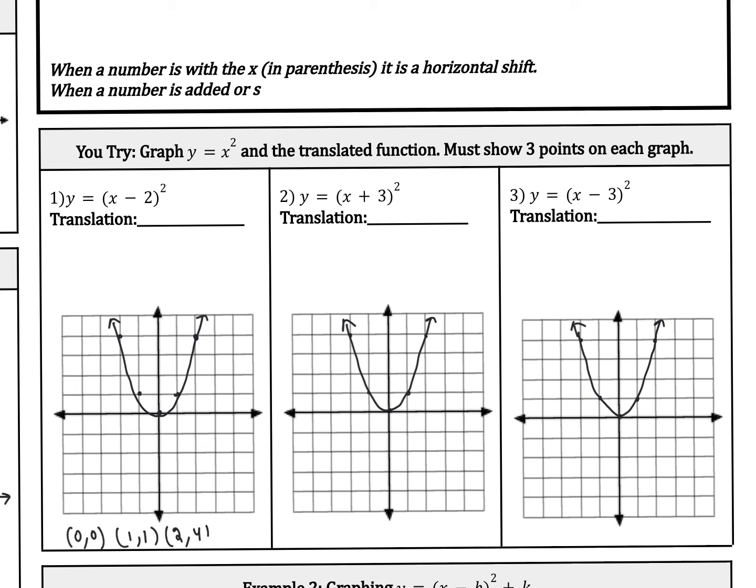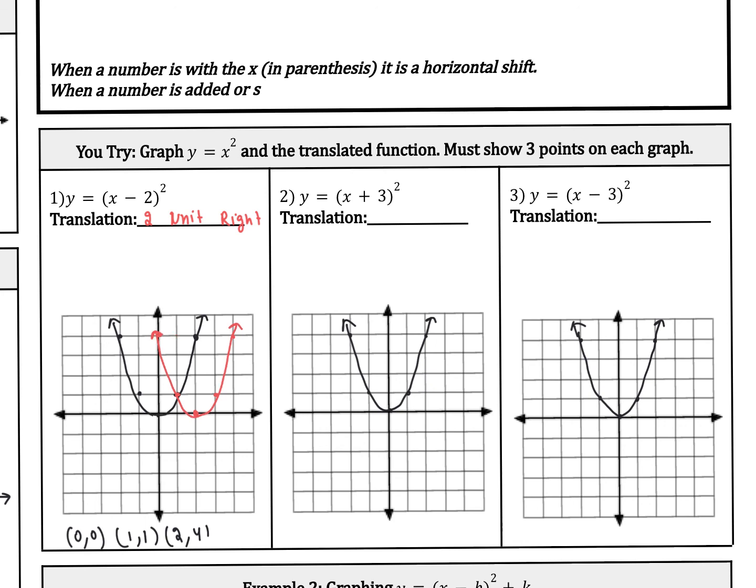Now I'm going to graph the first one. If it is x minus h, it is going to move to the right side. So 2 units right. I'm going to move this point 2 units to the right side, and I'm going to follow the same pattern: from the starting point, move 1, 1 and 2, 4. So my points are going to be 1, 1, 2, 4, and on the other side as well, I get these points, and that's going to be my graph.